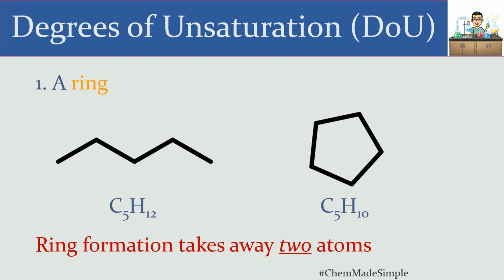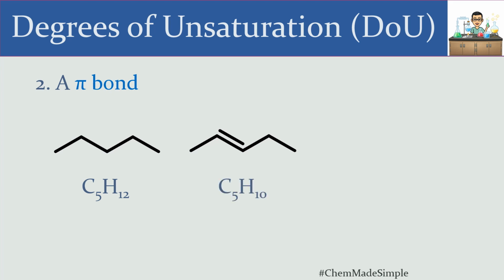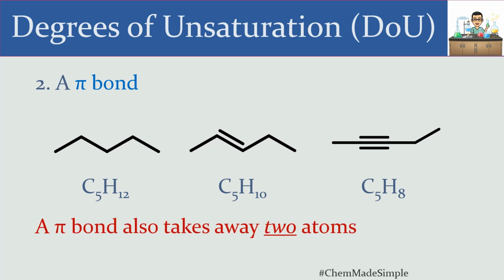The other thing that can take away atoms is the following. Pi bond. So let's take that pentane again, and let's introduce a pi bond to our molecule. So originally our molecular formula is C5H12, but if I introduce a pi bond to our molecule, let's say at carbon number 2, what's going to happen is when I count up my hydrogens, I will find out that there are only 10. Now, if I add another pi bond between those same carbons and introduce a triple bond, I take out another 2 hydrogen atoms. So now I have C5H8. So a pi bond also takes away 2 atoms.